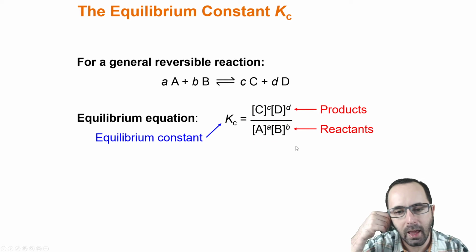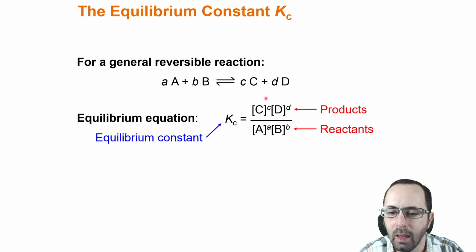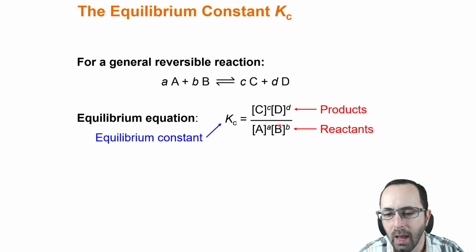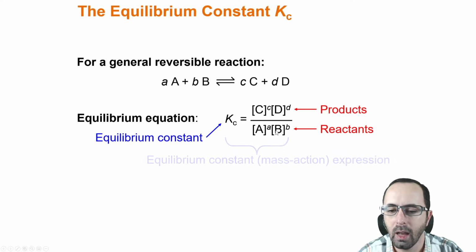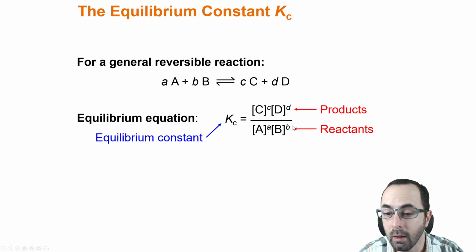And what this means for K is that if K is a big number, that means at equilibrium there's more products than there are reactants. So a big K is a lot of products and not a lot of reactants at equilibrium. If K is a small number for a particular reaction, this means that when you get to equilibrium, there are still a lot of reactants and there are not a lot of products. Okay, so a big K means a big top of the fraction here, a lot of products, not a lot of reactants. A small K means a lot of reactants still left at equilibrium and not many products.